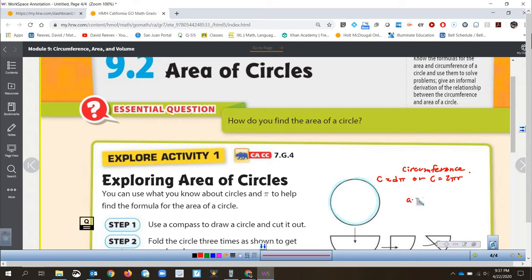But now we want to find the area. Well, what is the area of a circle? The area of a circle is not going around the outside, it's filling up the inside. So when we want to find the area of the circle, rather than saying how far is it to go around the outside, how much space does it take to fill it in? And when we find area, we measure area in terms of a square. So we're saying how many squares can I put in this circle?